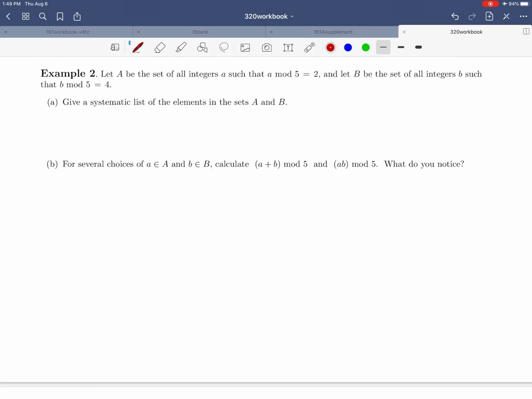Okay, I hope you made your own list. See if we agree. So let's see what we can find for A. What are some things that are in A? I want everything that is equal to 2 mod 5, so has a remainder of 2 after I divide by 5. One thing that's definitely in there is 2. I'm going to put that in the middle because there might be some smaller and some bigger.